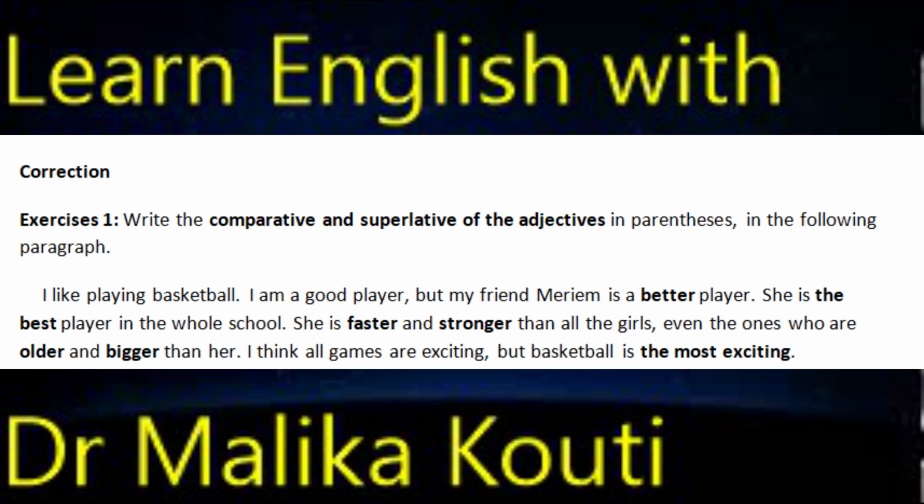Write the comparative and superlative of the adjectives in parentheses in the following paragraph. I like playing basketball. I am a good player. But my friend Miriam is a, and here we have good and player. It means I am comparing myself to my friend Miriam. So here when we compare, we have the adjective good. It is an irregular adjective. So I'm not going to say gooder, I'm going to say better. So, but my friend Miriam is a better player.